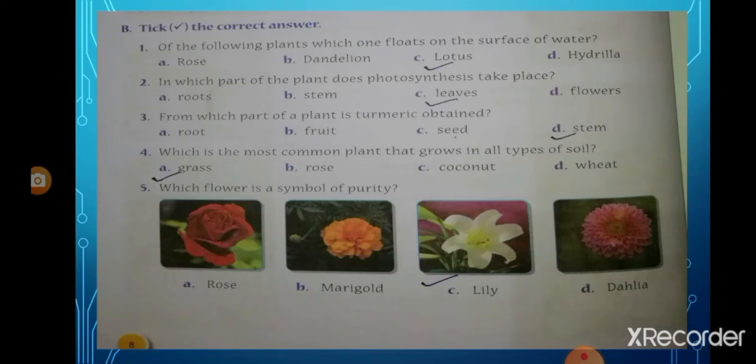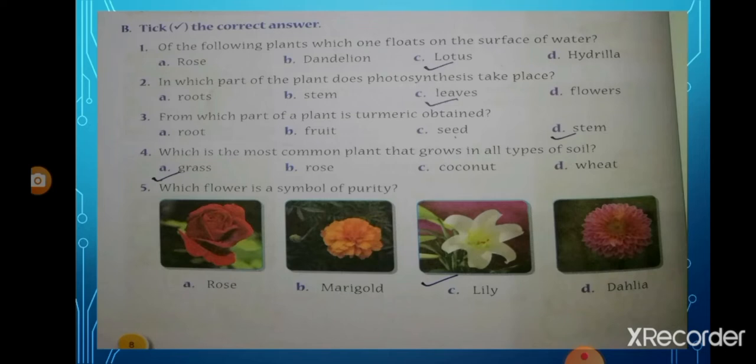Now we'll move to the third question. From which part of a plant is turmeric obtained? The correct answer is D, that is stem. Now we'll move to the fourth one.